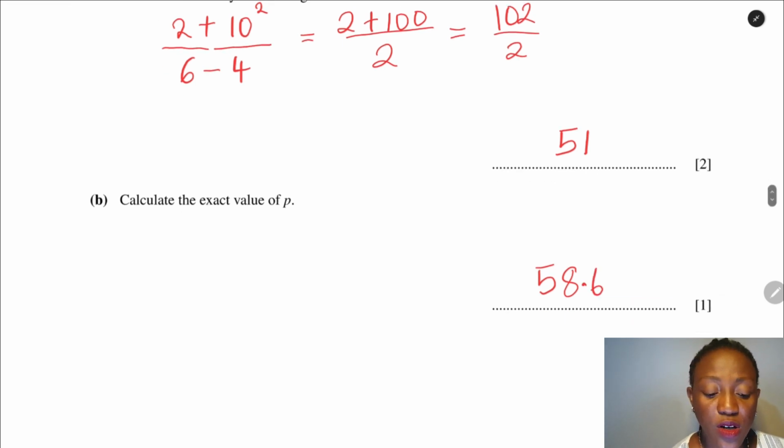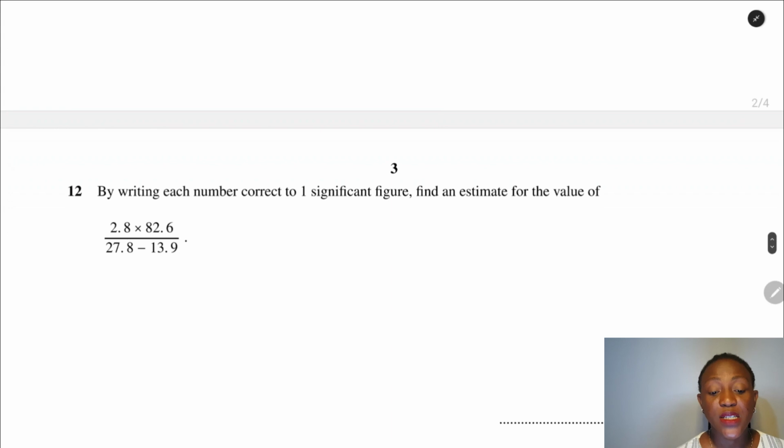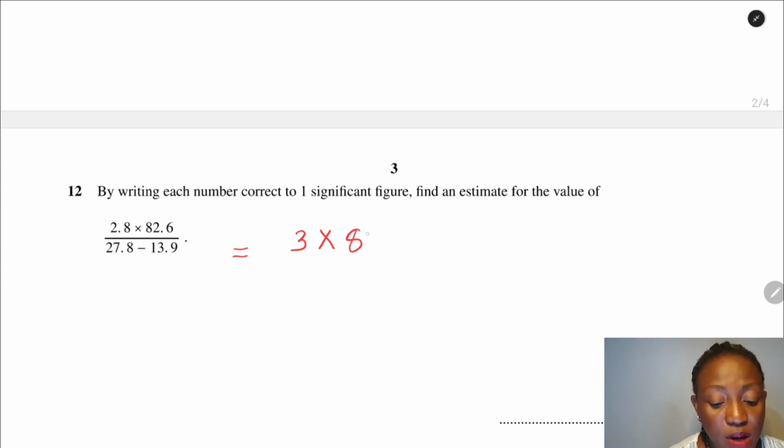All right, so moving on along here, by writing each number correct to one significant figure, find an estimate for the value of this number. So again, like we did in the last question, we are going to approximate each number to one significant figure. 2.8 to one significant figure is going to be 3, times 82.6 to one significant figure. The first significant figure there is 8. So it's going to be what? 80. Remember, it's not just 8. The 8 there is in the tens position. So if you're going to round to one significant figure, it's going to be 80.